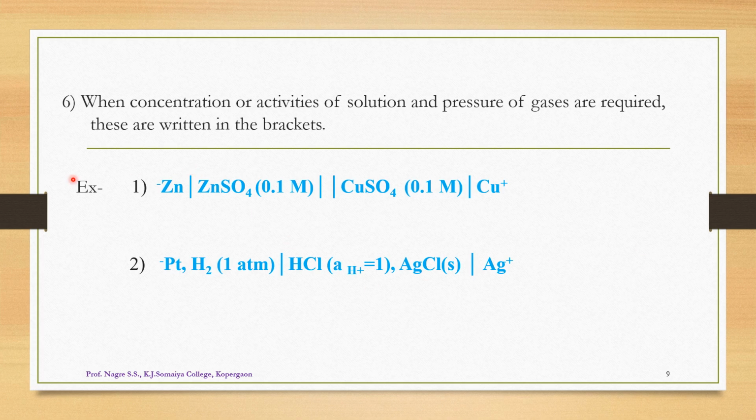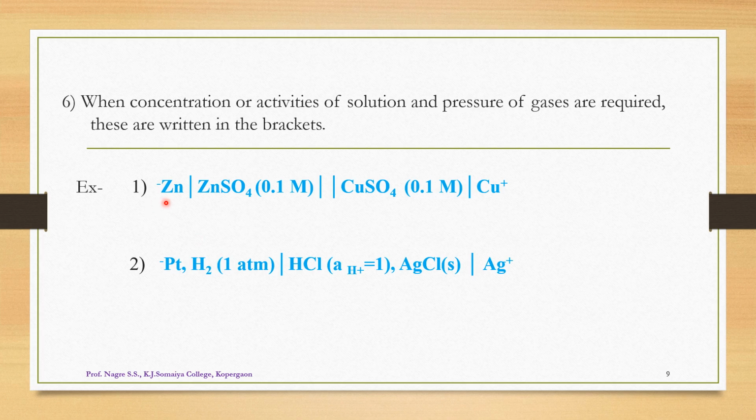The next important convention, number 6, is here. When concentration or activities of solution and pressure of gases are required, these are written in brackets. At some instances, we have to represent a particular cell having the activities of a solution or pressure of gases. So at that time, these activities of solution or pressures of gases are represented in brackets.